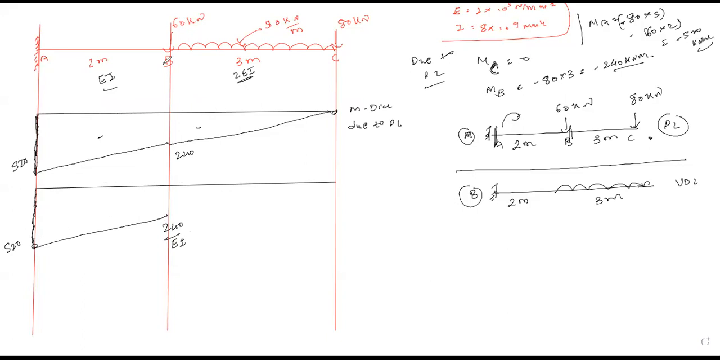But whenever I am shifting from point B to point C, on the right side your EI equals 2EI. That's why you need to divide this moment by 2. That's why your resulting value is 120 by EI. Please confirm, is it clear or not?